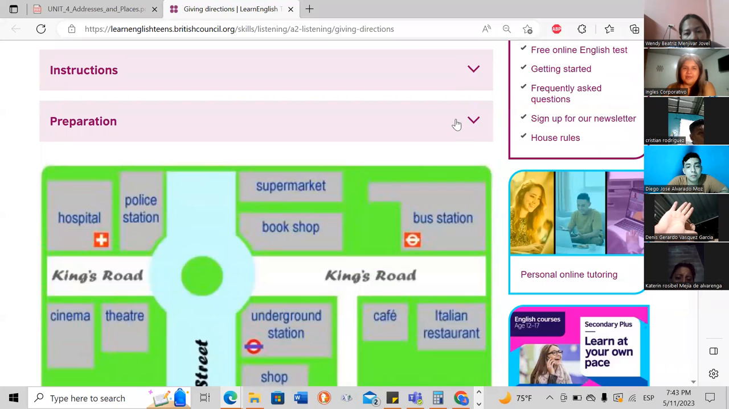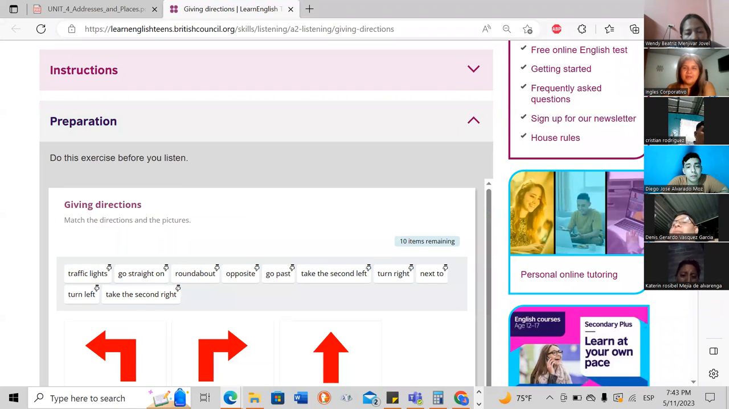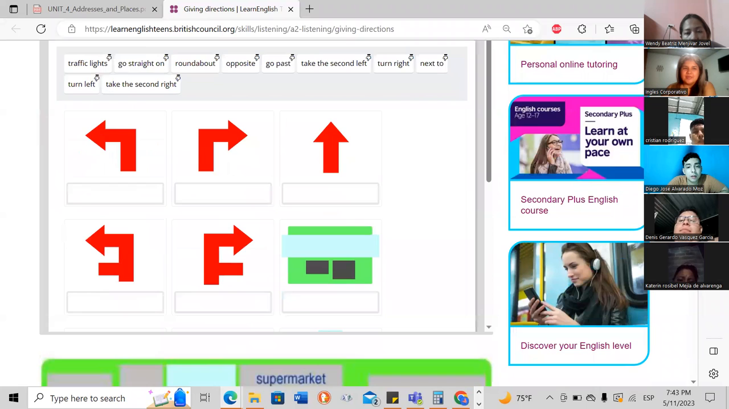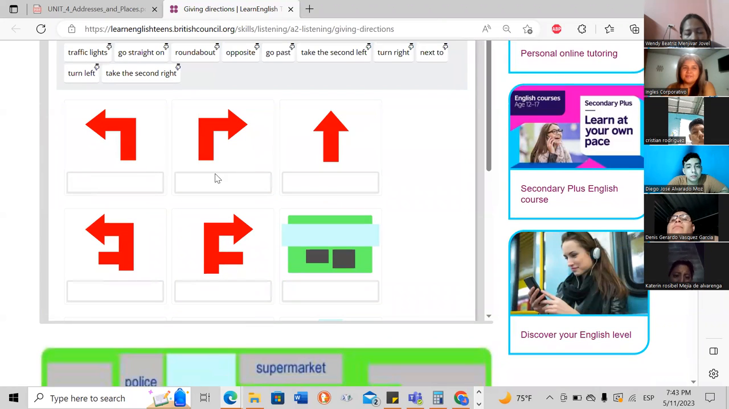Ahora les voy a poner el... Bueno, primero vamos a hacer esto. Do you remember the prepositions of places that I gave you? The first one, ¿cuál consideran que es? We have traffic lights, go straight on, roundabout, opposite, go past, take the second left, turn right, turn next to, turn left, take the second right.